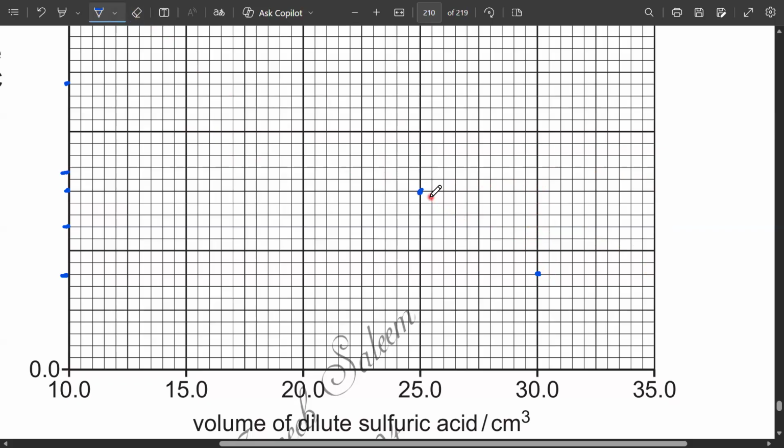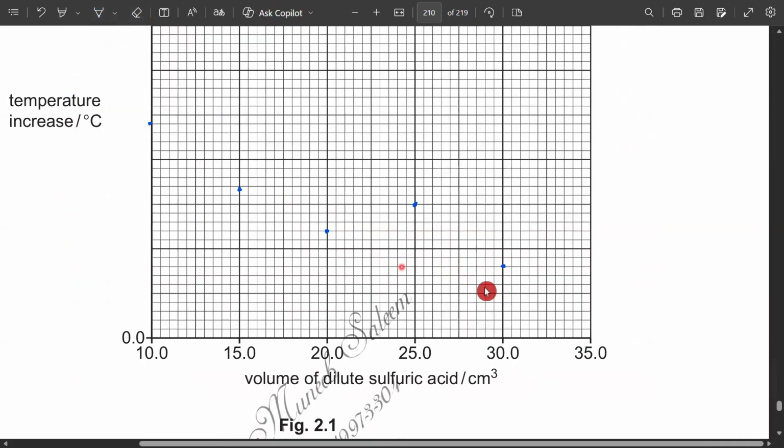And next, 12.0. So 12.0 is over here with 20 cm cube. And then 16.5 with 15 cm cube. And last we have 24 degree with 10 cm cube, that's already placed over here. Now you can see the values are like this.